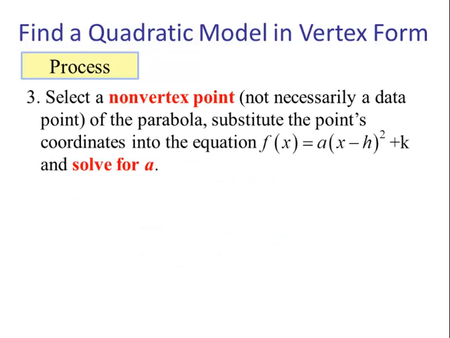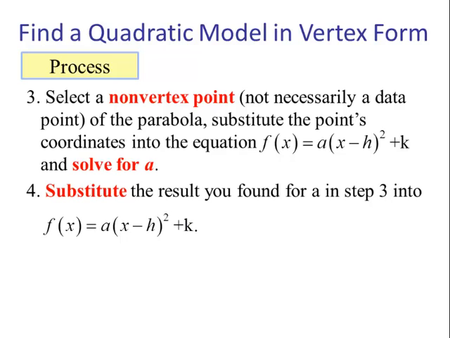Number 3, select a non-vertex point, and it doesn't have to be a data point, of the parabola, and substitute the point's coordinates into the equation f(x) equals a times (x minus h) squared plus k, and solve for a. And number 4, substitute the result you found for a in step 3 into the function.